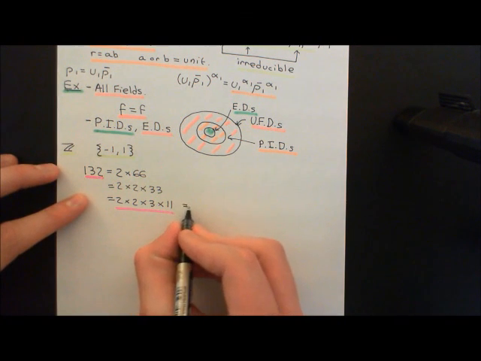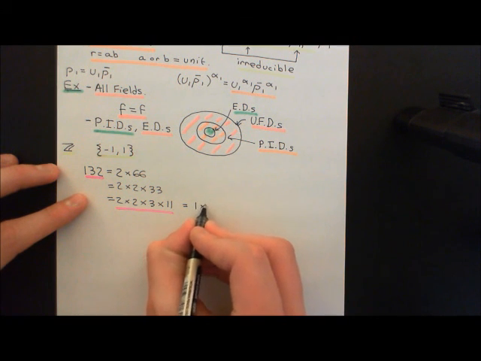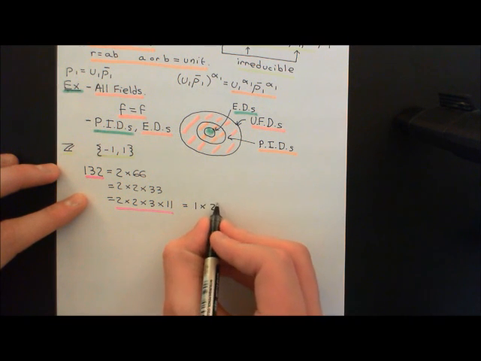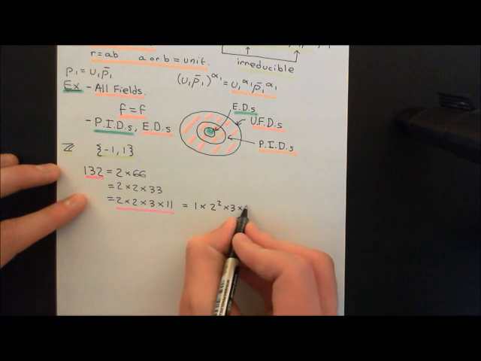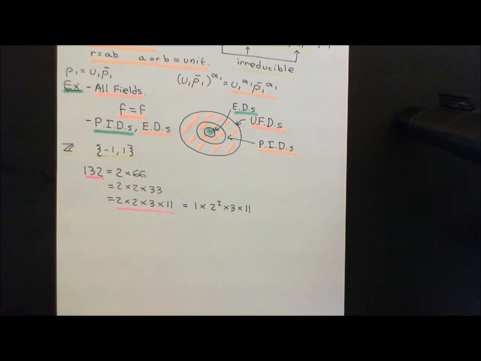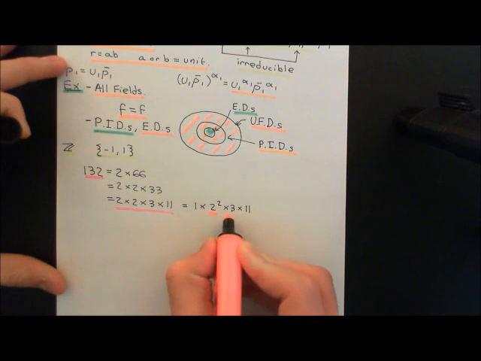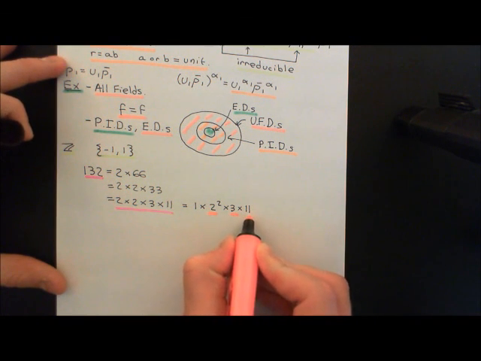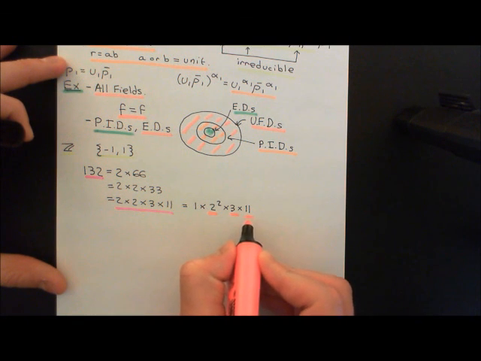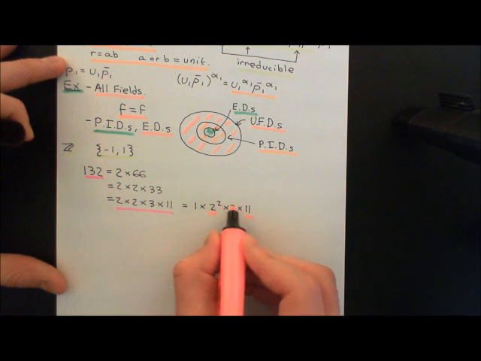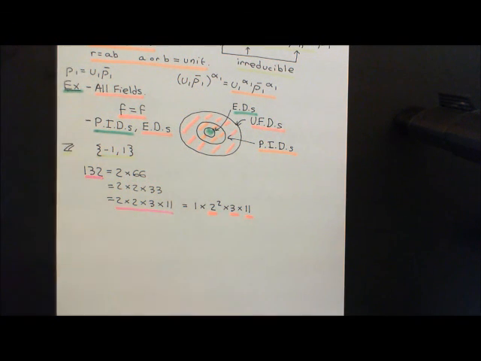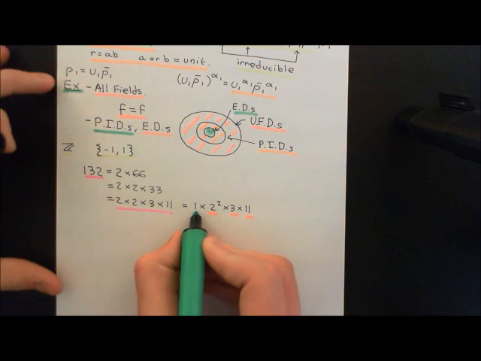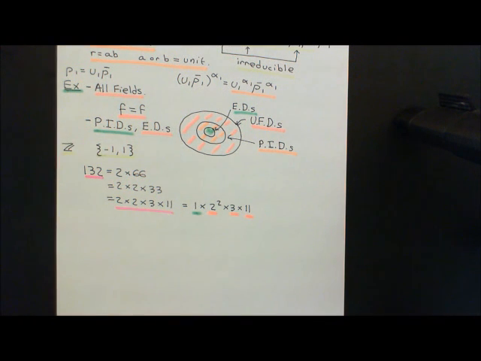I'd write this even nicer as 1, there's my unit out the front, times 2 to the power of 2 times 3 times 11, like so. So these are my irreducibles. I could call 2 p1, 3 p2, 11 p3, and then alpha 1 would be 2, alpha 2 would be 1, alpha 3 would be 1 as well. And then out the front here, this is my unit. So here is an irreducible factorization of 132.